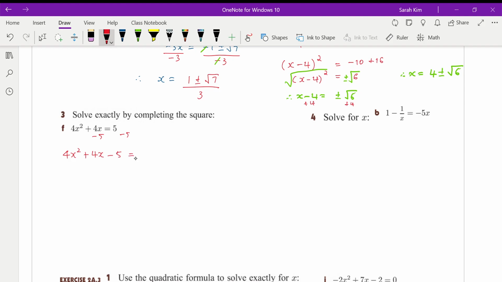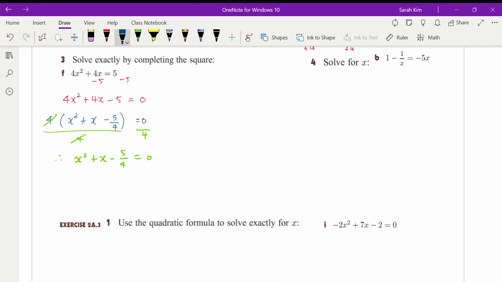I don't want to skip steps and confuse people. If you are watching, you obviously need some support. So here we go, this is what we start with, and then we divide every term by 4 in order to make our life easier. There we go. And then if I divide both sides by 4, we can ignore the 4 basically, and go x squared plus x take 5 over 4, I'll write it like this, equals 0. So this is the equation that we're trying to complete the square with.